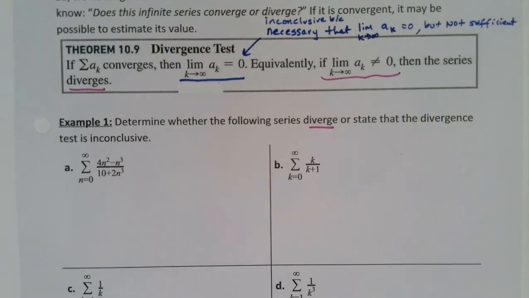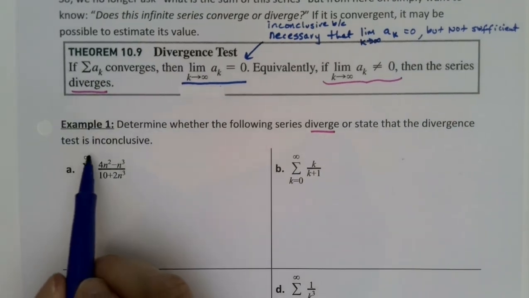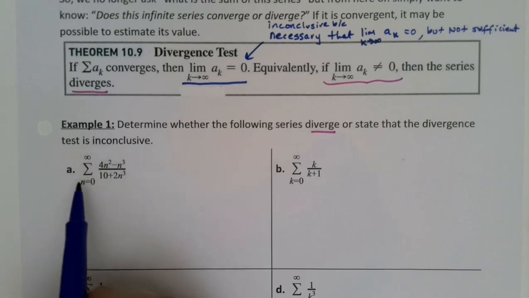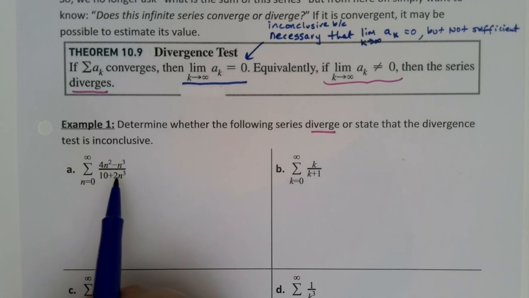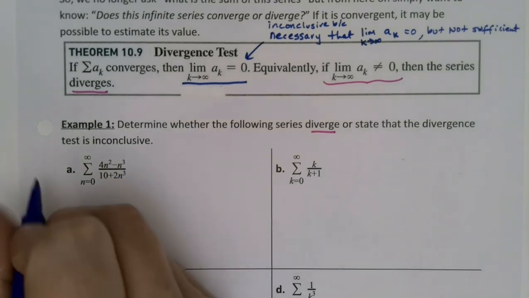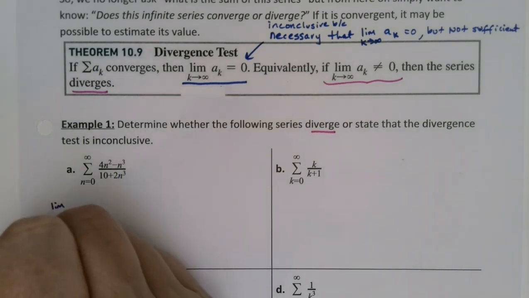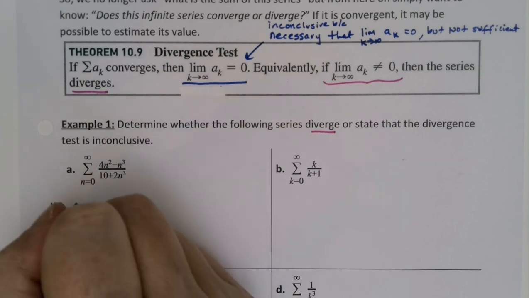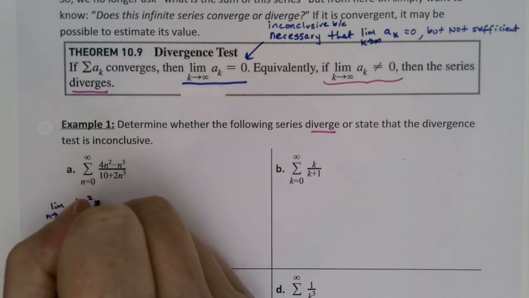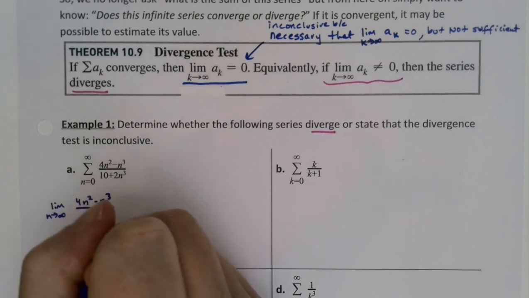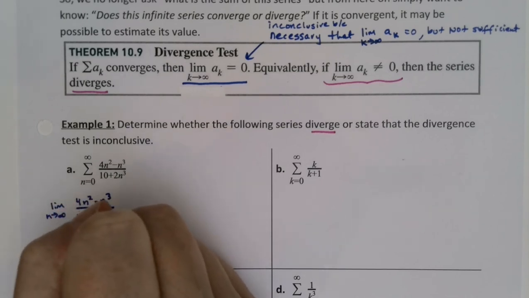So let's start with this one. My infinite series starts at 0, goes to infinity, and is of this sequence. I'm going to add the terms of this sequence, so I need to think about the limit as n goes to infinity of that sequence: 4n squared minus n cubed over 10 plus 2n cubed.